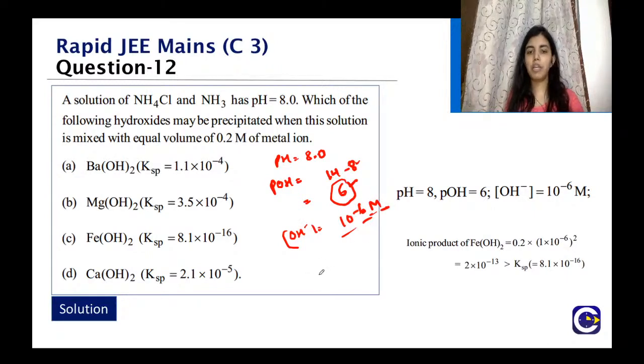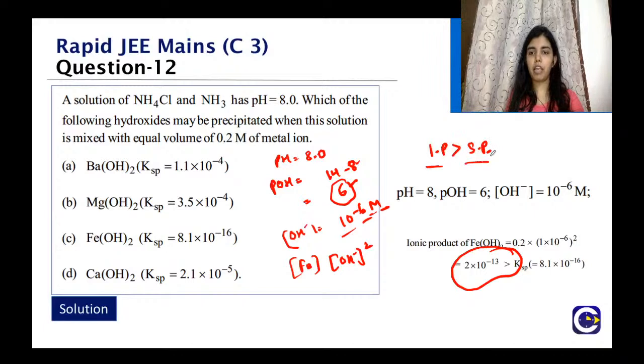Okay. Now similarly you calculate the ionic product of all these species. So that will be concentration of iron into hydroxide square, or concentration of barium into hydroxide square, right? So that will come out to be commonly as 2 into 10 raised to the power minus 13. Now we know that for the hydroxide to be precipitated, basically ionic product should be greater than that of the solubility product, right? So solubility product is given here, ionic product we have calculated it common, that is 2 into 10 raised to the power minus 13.